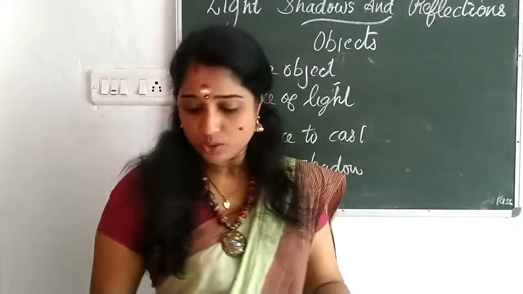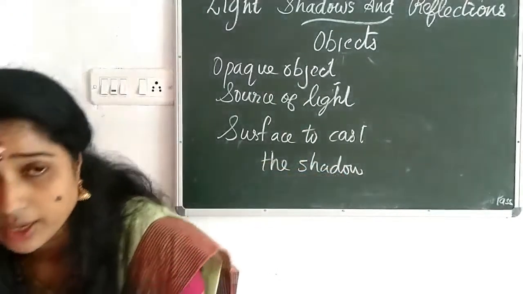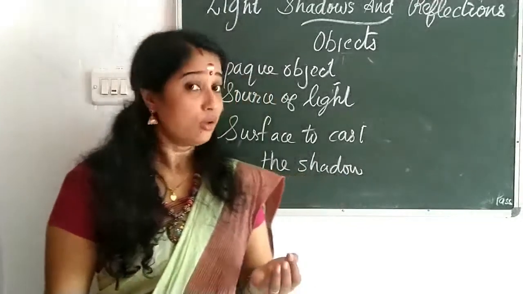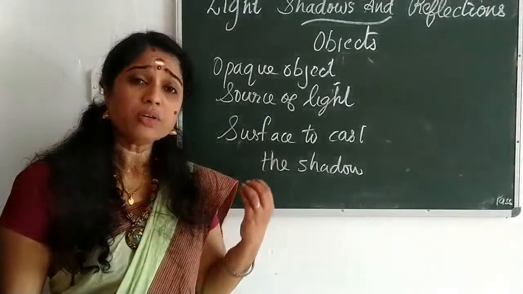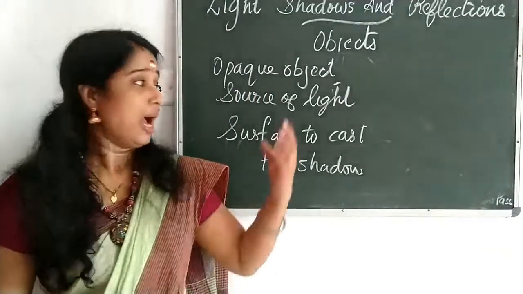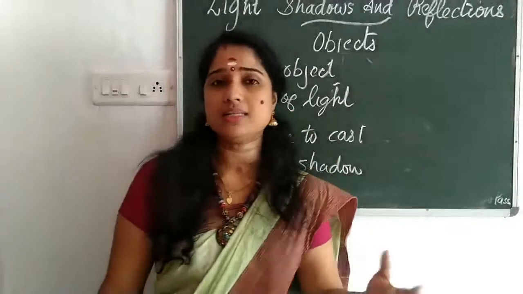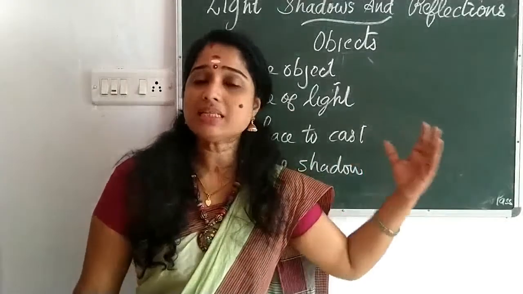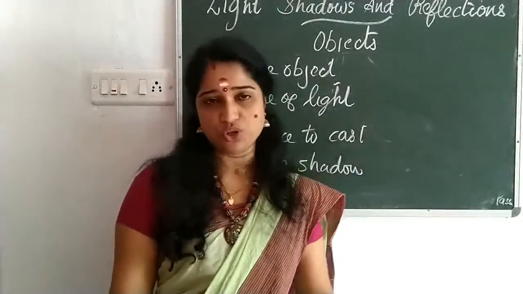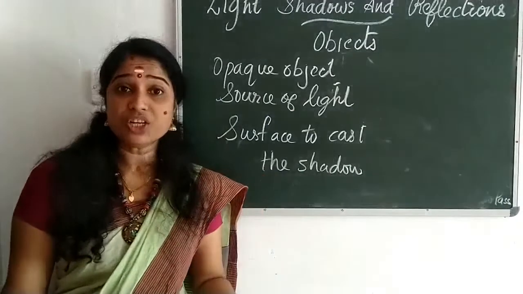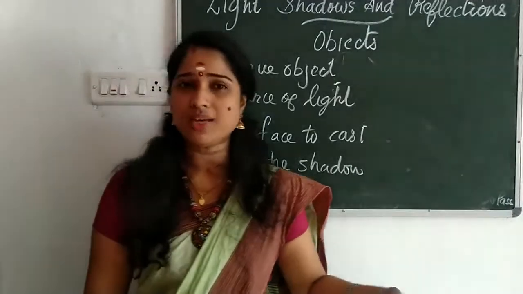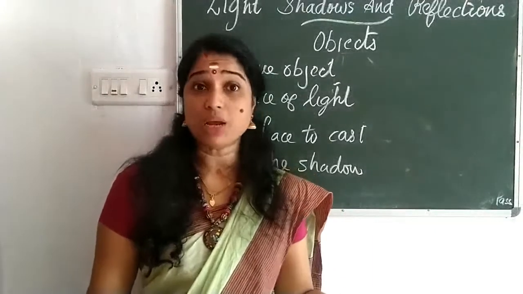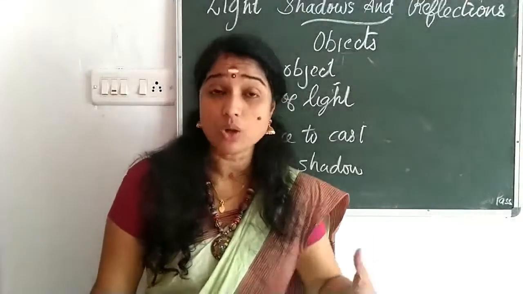Hope it is clear. So for the formation of a shadow, an opaque object is needed. The surface to cast the shadow is needed. Not only that, a powerful source of light is needed. And you have already seen, you cannot understand the color or any other feature of the opaque object. You can just see the size and shape of the object. By looking at the shadow, we can just guess the object. Size and shape of the object can only be guessed.